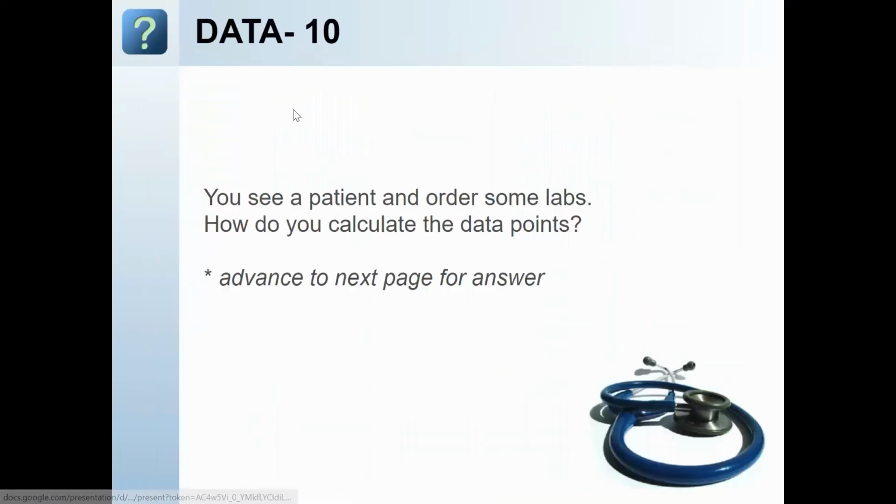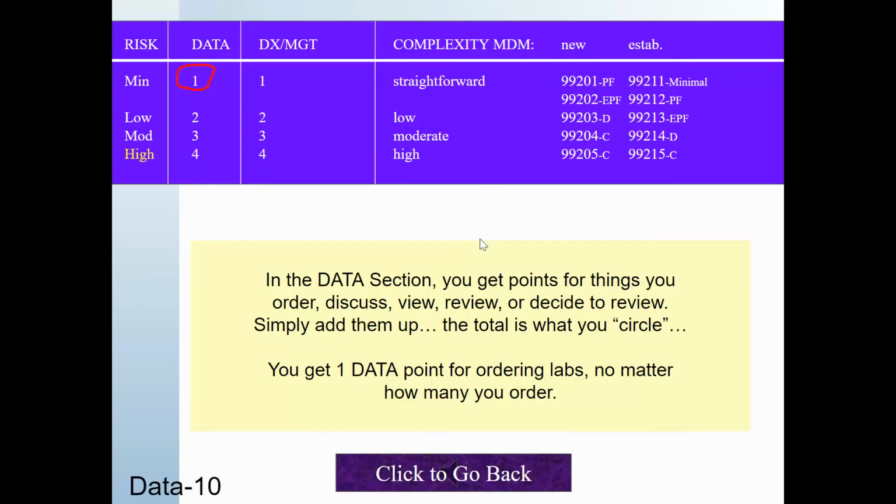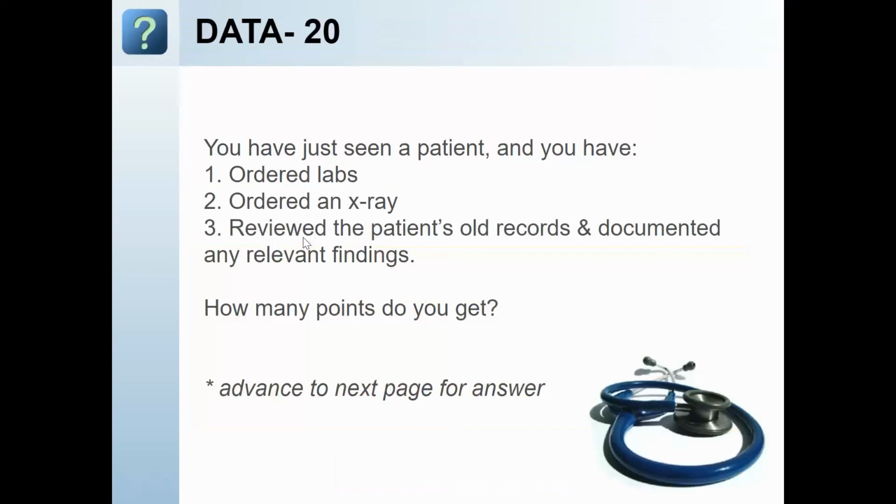So this one, for data 10, if you see a patient and you order some labs, how do you calculate the data points? Again, this one's pretty easy. You get a point for ordering labs. Okay? No matter how many you order. Let's look at data for 20. You've just seen a patient and you've ordered labs and you've ordered an x-ray and you've reviewed the patient's old records and you've documented any relevant findings. How many points do you get?